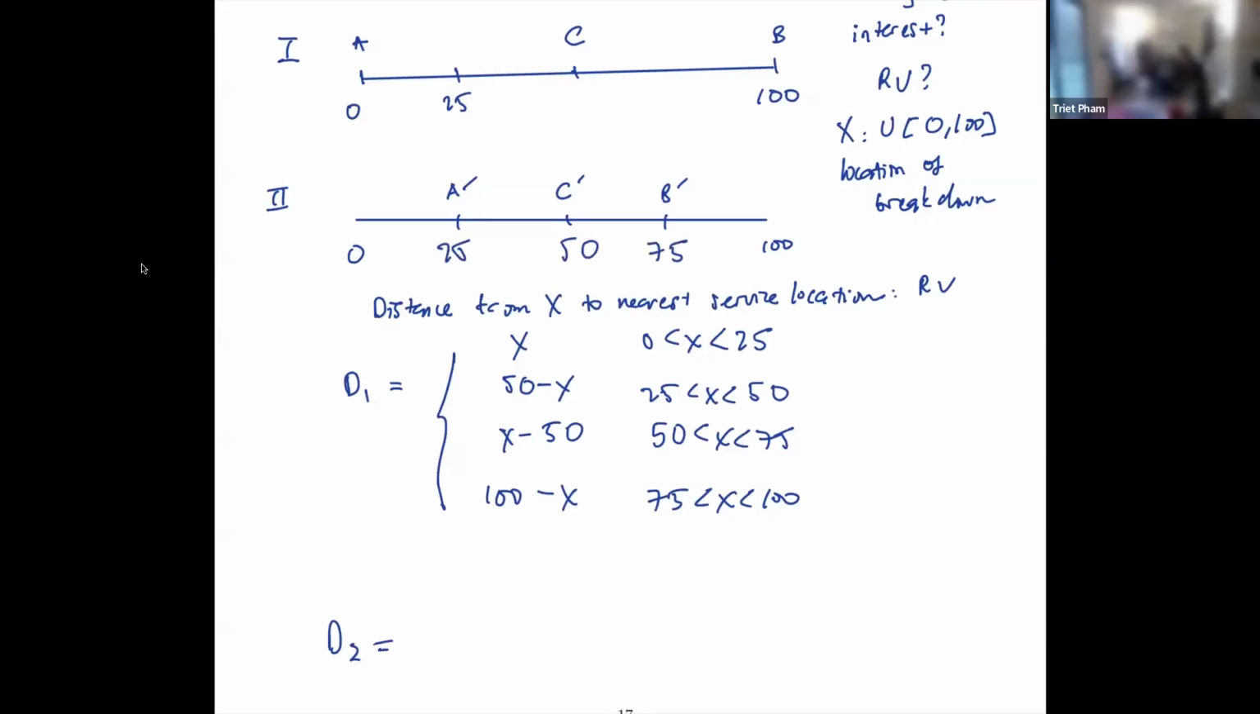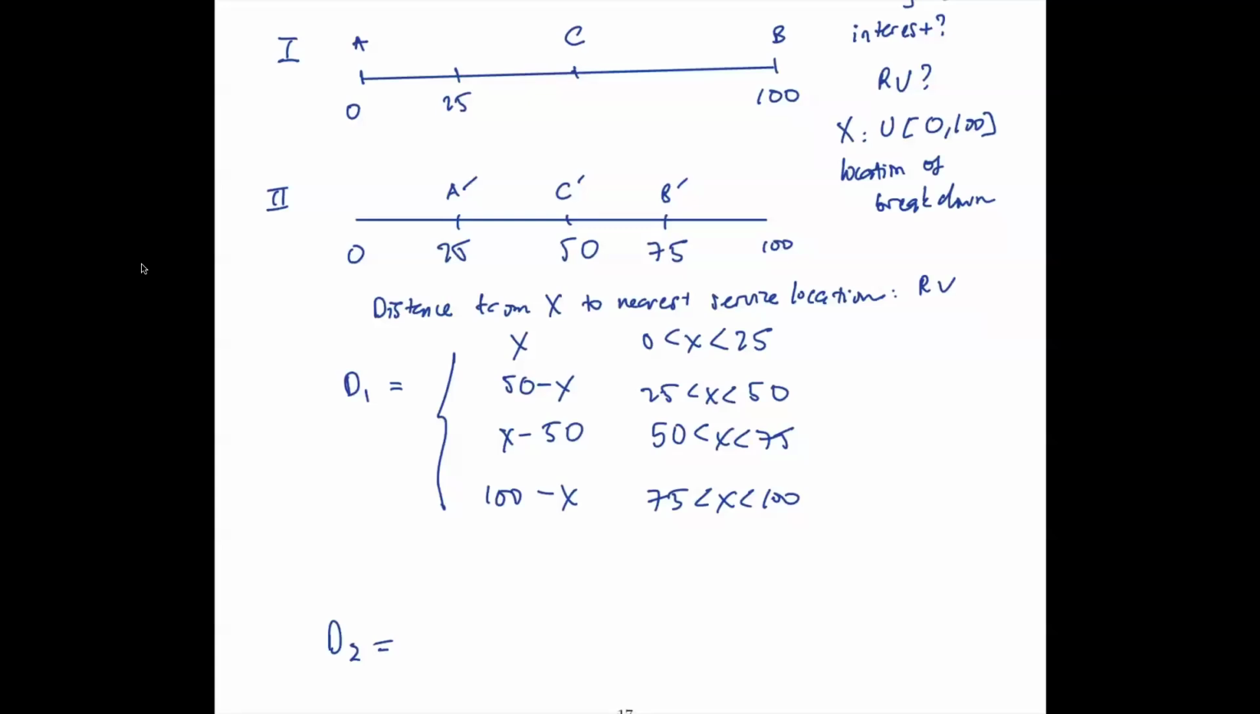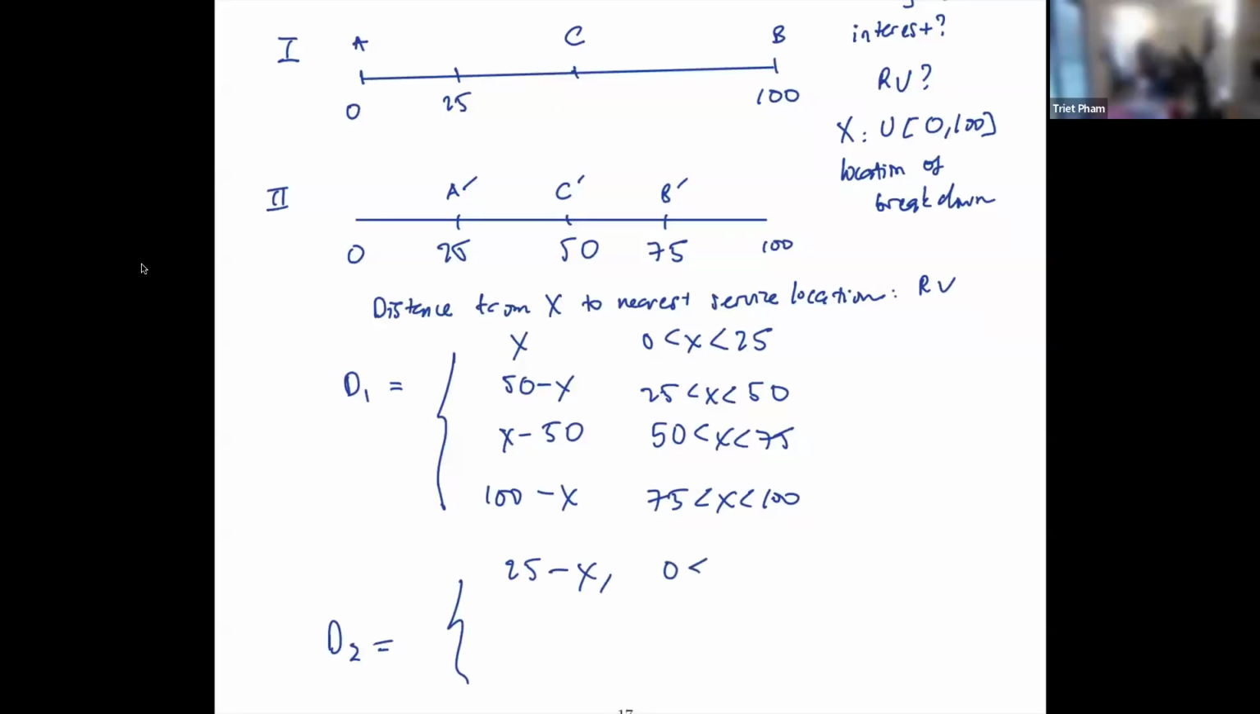Because where's the service location? A prime, right? Oh, okay. Yeah. So 25 minus x. Correct.